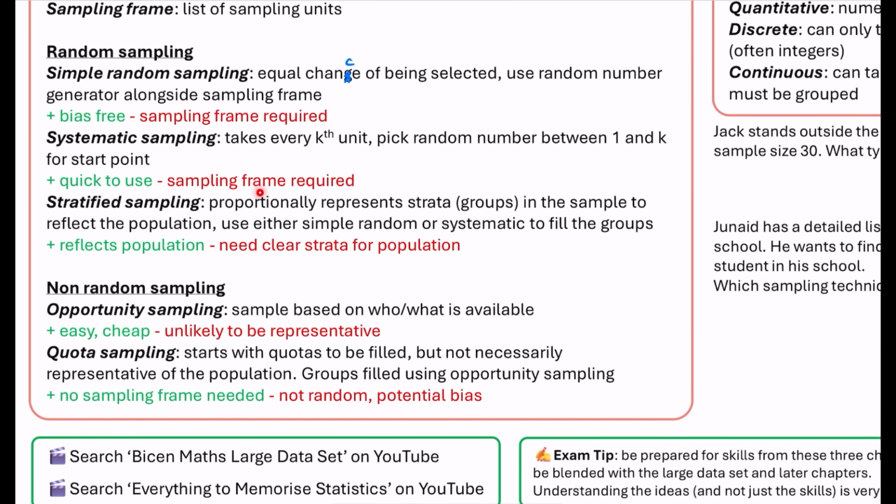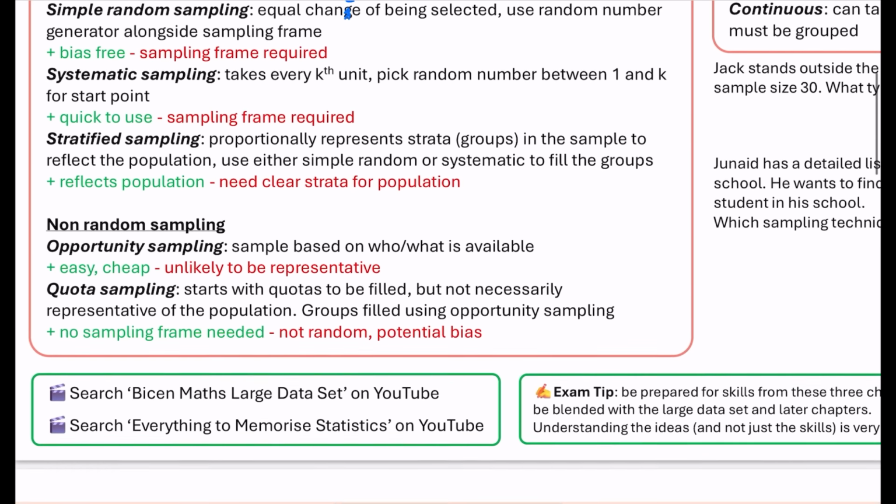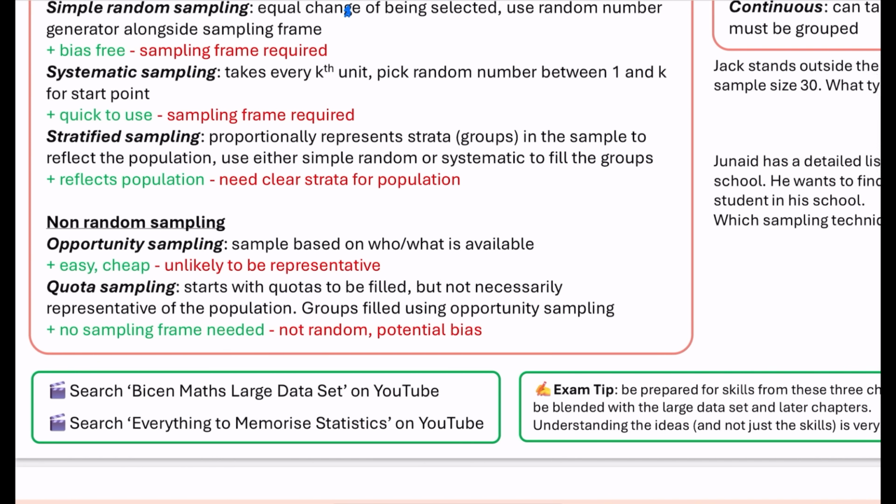Very quick to use, but you do still need to have a sampling frame because you need to have all of the units listed to be able to do this. Stratified sampling is where it proportionally represents the strata or groups in the sample to reflect the population.